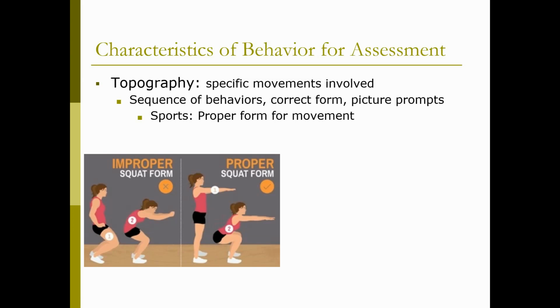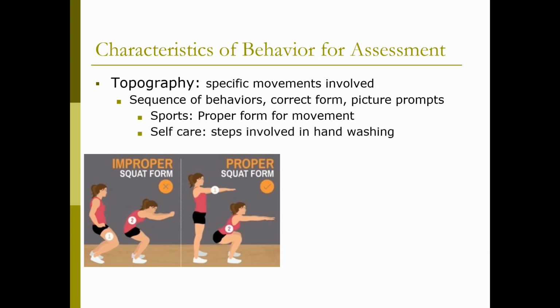So for example, here in this picture we have what are the behaviors that are improper for engaging in a squat behavior. And then these are the pictures that are associated with proper squat form. So in terms of measuring topography, somebody observing an individual or an individual trying to improve squat form might have the pictures and might be tracking whether or not the improper form was used or the proper form was used.